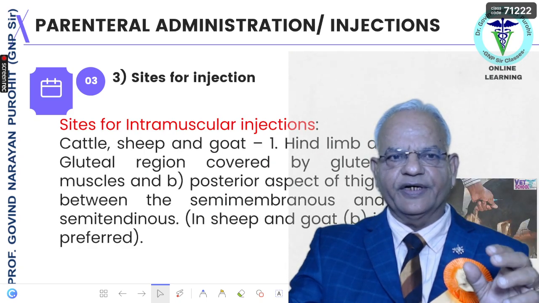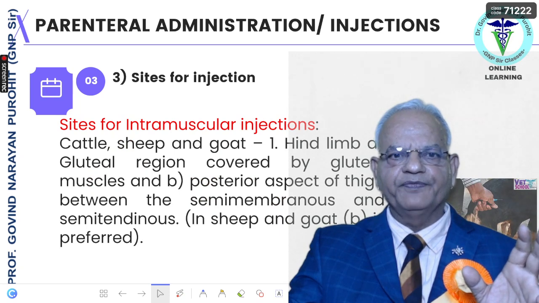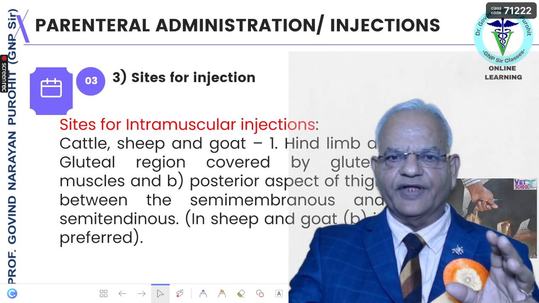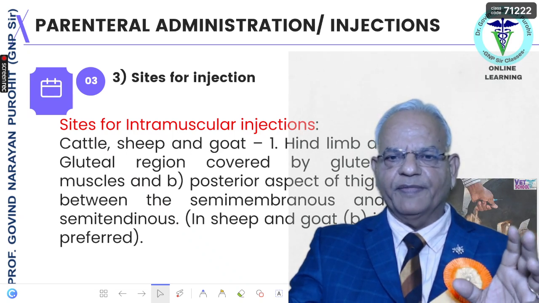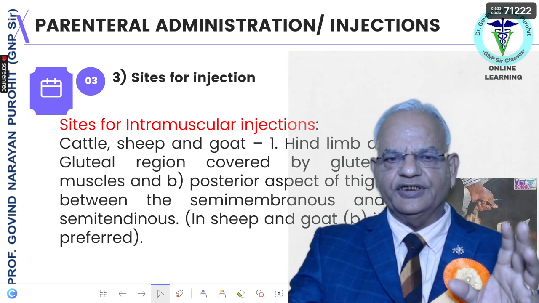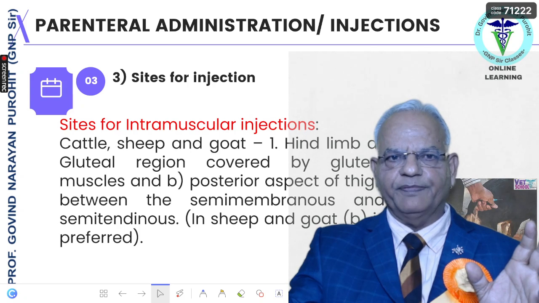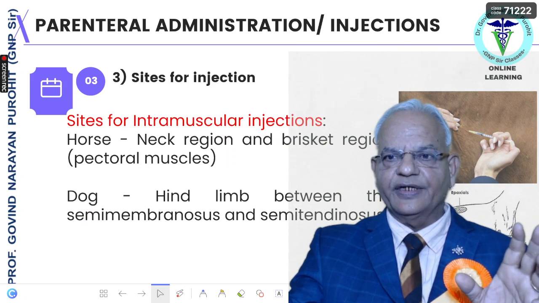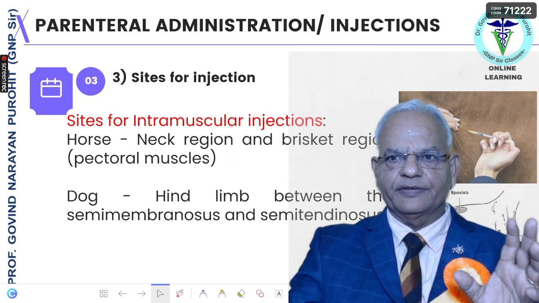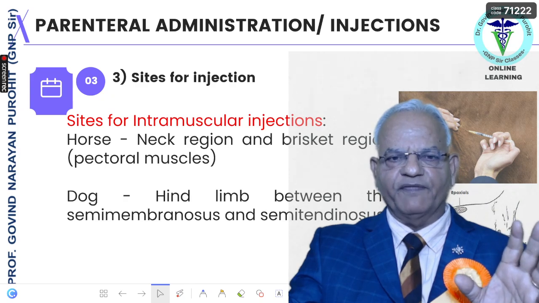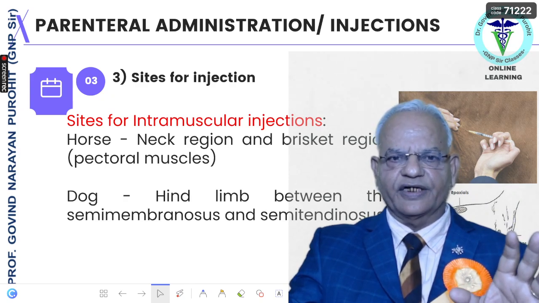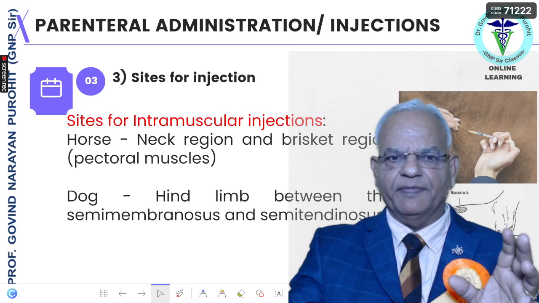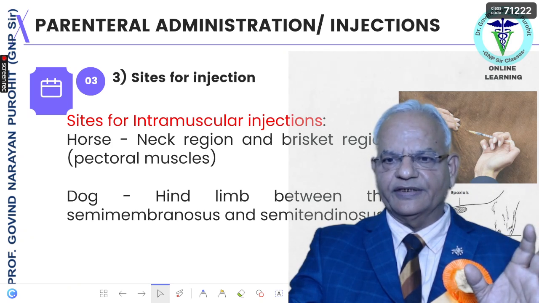Then the sites for intramuscular injection: cattle, sheep and goat, hind limb, gluteal region covered by gluteal muscles, and the posterior aspect of thigh between the semimembranosus and semitendinosus in sheep and goat, right? That is the preferred site. For horses, neck region and the buttock region, but the neck region is one of the most preferred sites for intramuscular injection in horses, and for dogs, the hind limb between the semimembranosus and semitendinosus muscle.